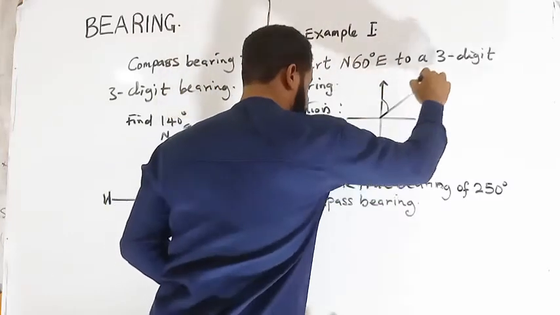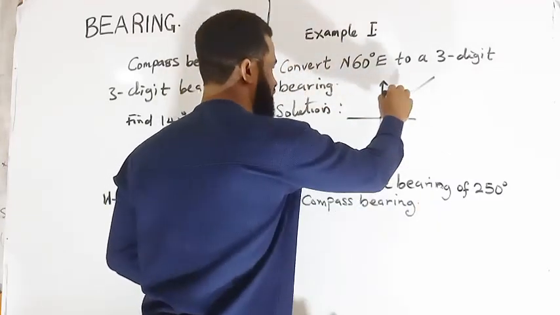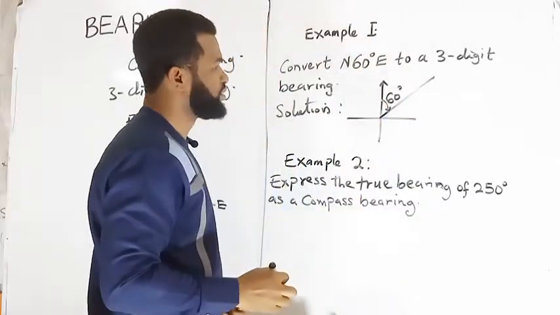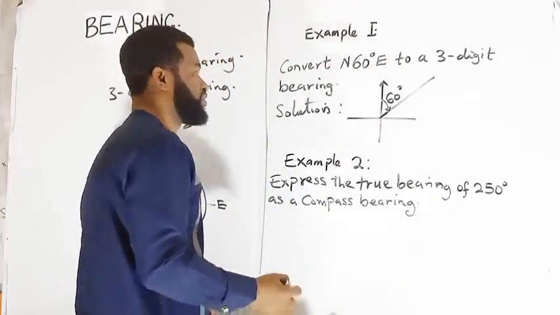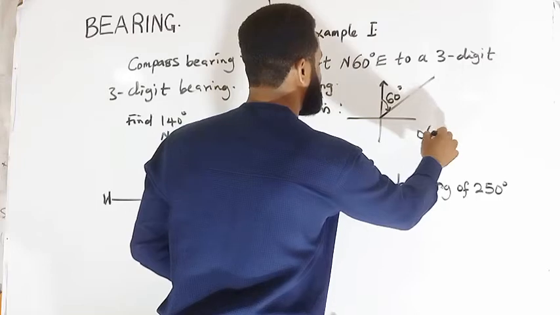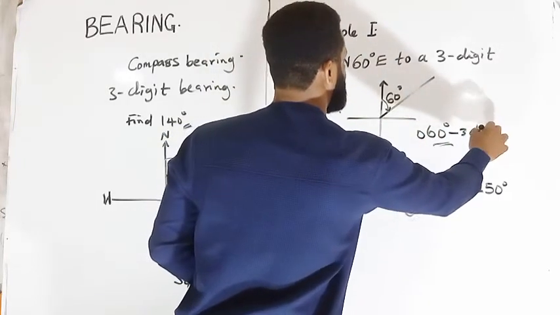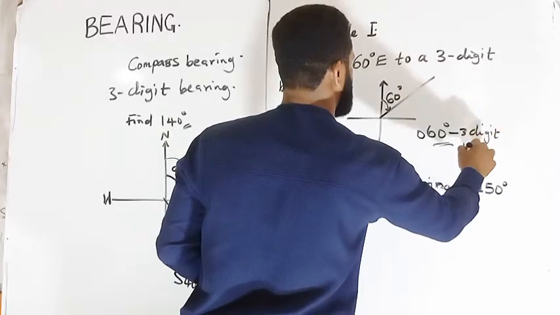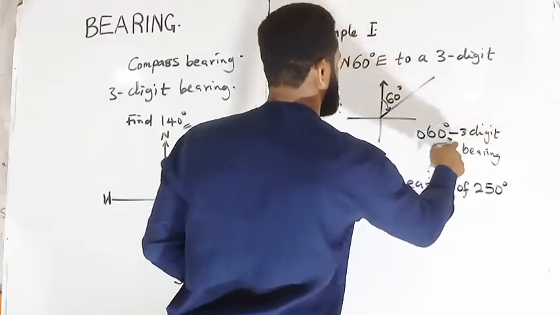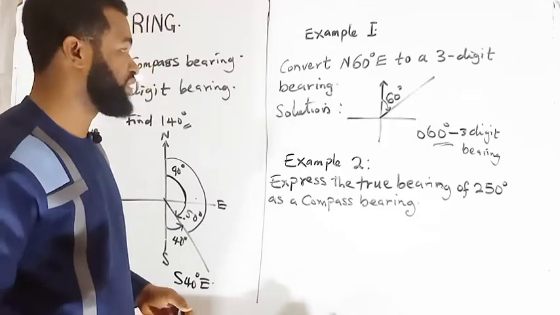Remember, it must move in this direction. So I'm going to do this. I have made my 60 degrees. So it's still going to be the same thing, but then it's going to be 060 degrees. This is a 3-digit bearing. So let's continue so that you understand better.